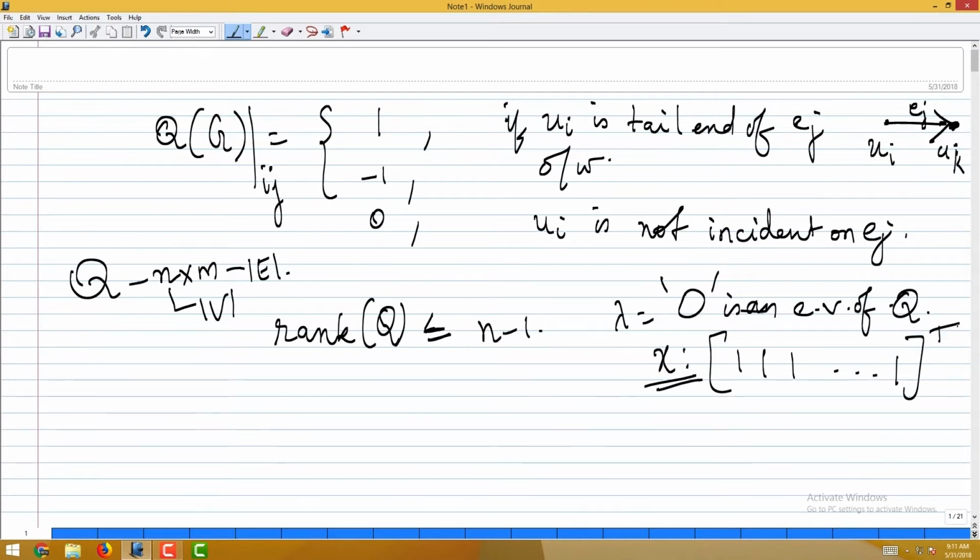Now my question is, this is about the 0 eigenvector. If 0 is an eigenvalue of my matrix, or the Laplacian also, there we have said. Now my question is, if I say the rank of Q is at most n minus 1, what can I say about the column vectors of this Q matrix? The column space.